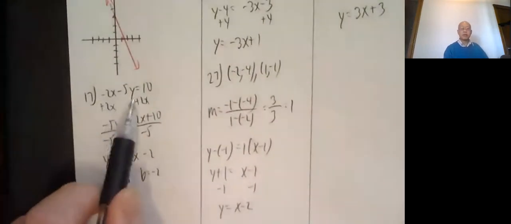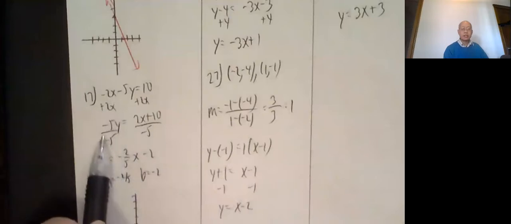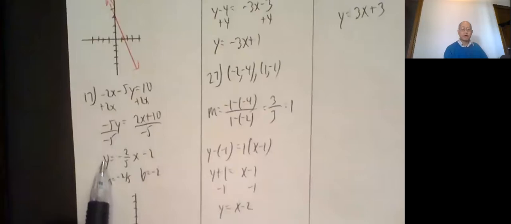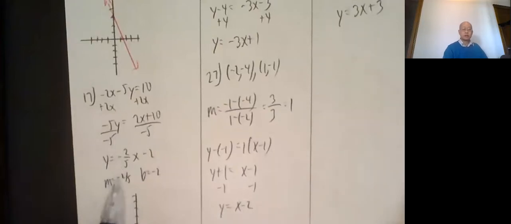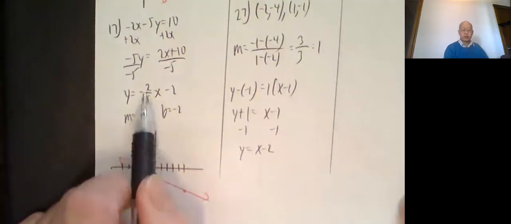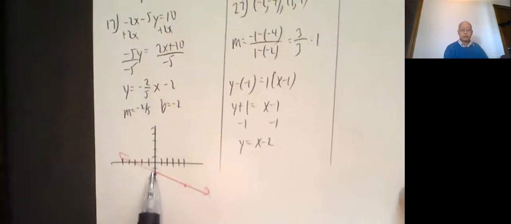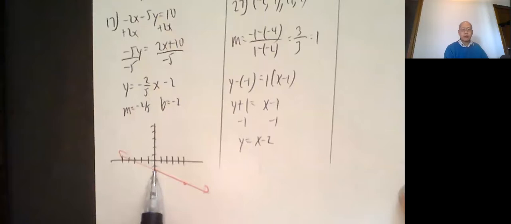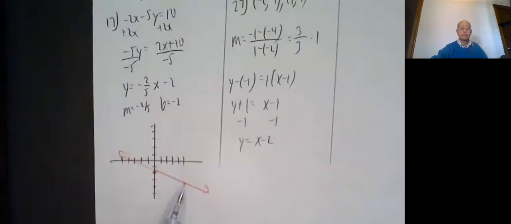17, negative 2x minus 5y equals 10. Add 2x to both sides. Negative 5y equals 2x plus 10. Divide by negative 5. Y equals negative 2/5 x minus 2. So the y-intercept is negative 2. The slope is negative 2/5. That's the coefficient of x. So I go down to draw a dot, and then I go over 5. 1, 2, 3, 4, 5, and down 2. So I go over 5 and down 2.